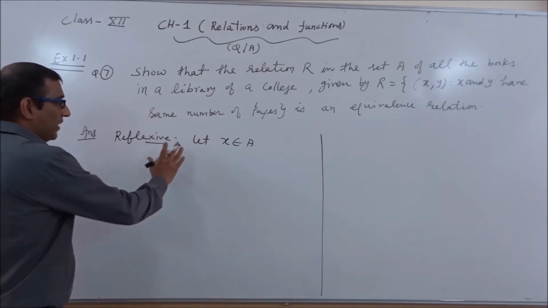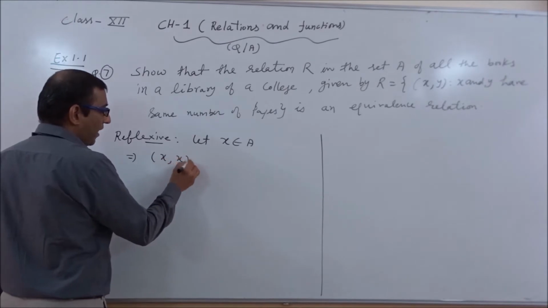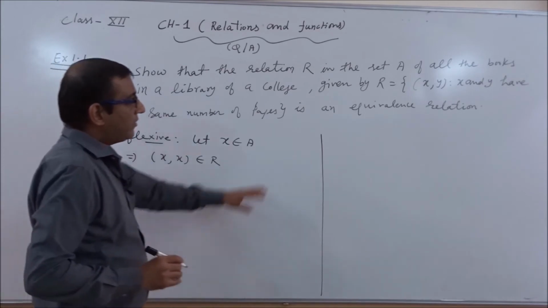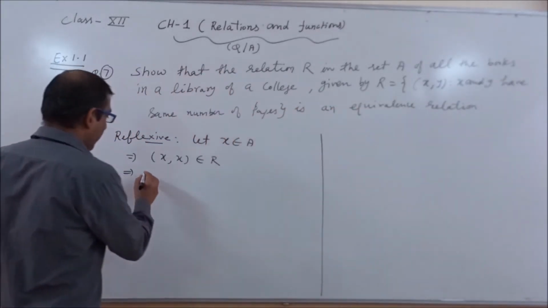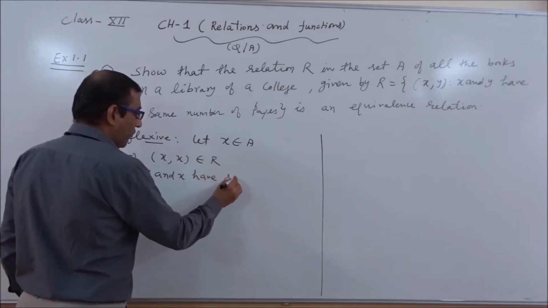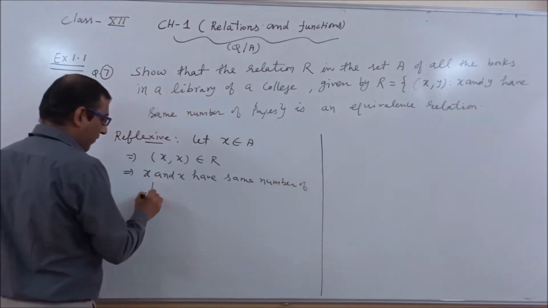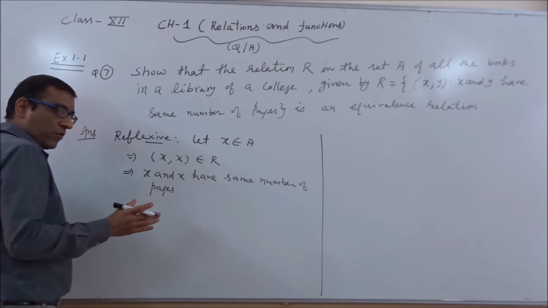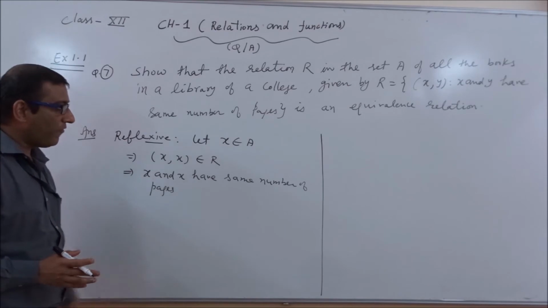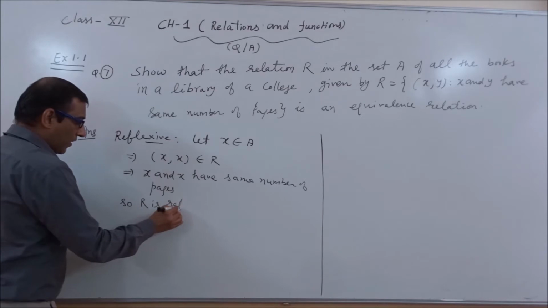So if we start with X belongs to A, then we can say (X, X) belongs to R. It means, as per this relation, X and X have the same number of pages. So if we are taking two books of class 12 NCERT Maths, definitely we can say both the books have the same number of pages. So R is reflexive.